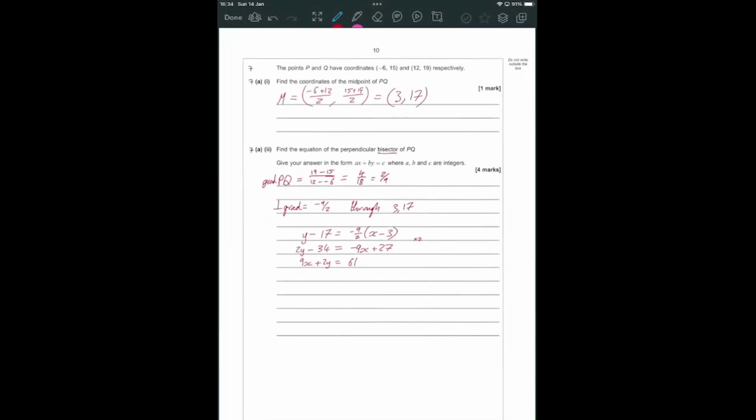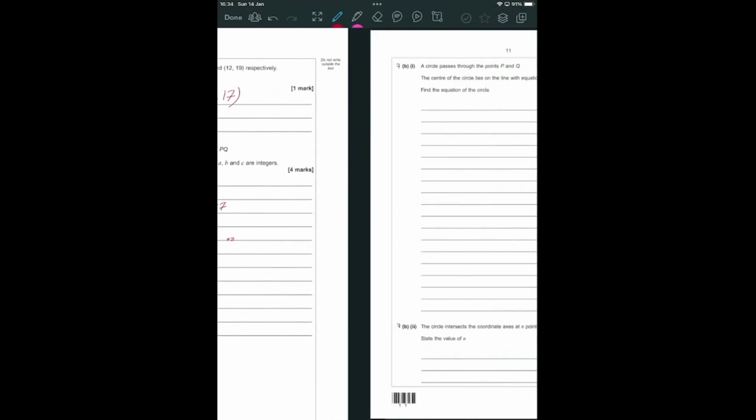A little check that I can do is to sub in the midpoint and check whether that works. So in my calculator, I'm going to do the 9 times 3 plus 2 times 17, and it does give me the 61. So I did do that part. At least that little part of the working is correct. Of course, if I was checking more thoroughly, I would also check the gradient calculations.